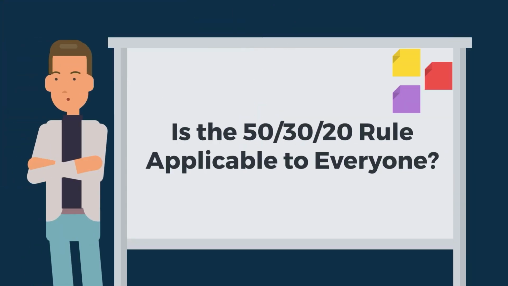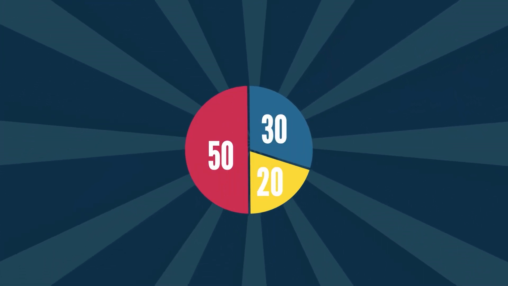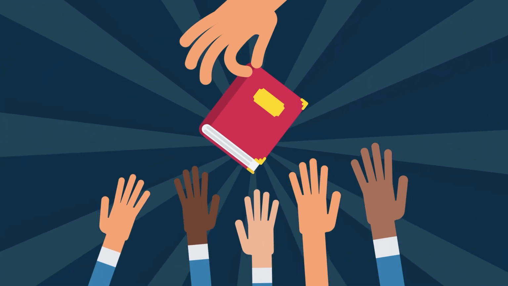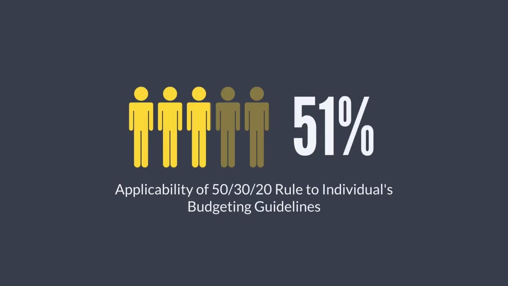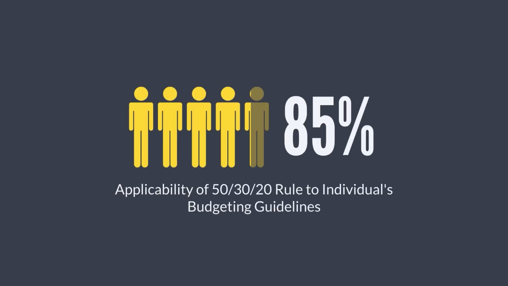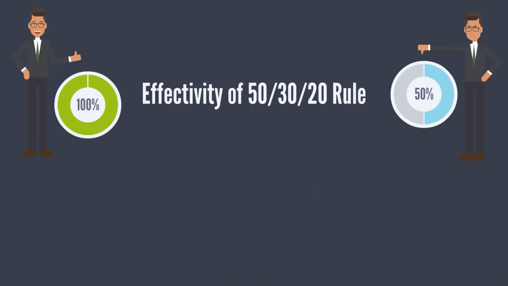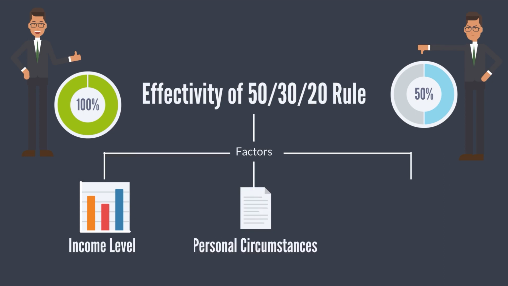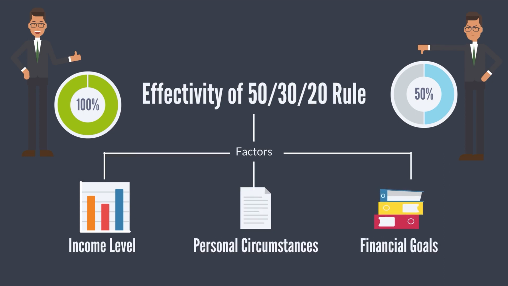Is the 50-30-20 rule applicable to everyone? While the 50-30-20 rule can be a helpful guideline for many individuals, it may not be universally applicable to everyone's financial situation. The effectiveness of this budgeting guideline depends on factors such as income level, personal circumstances, and financial goals.